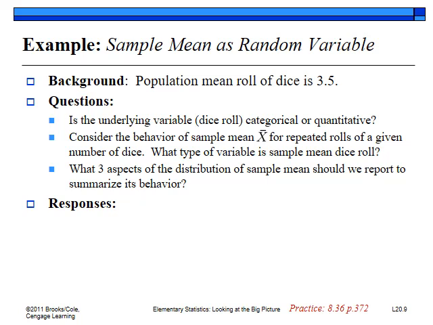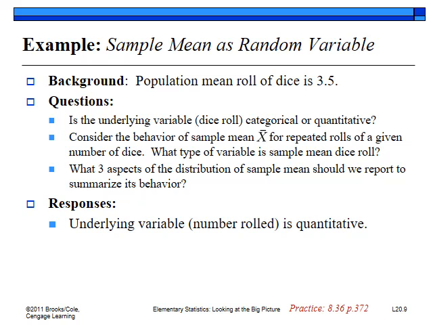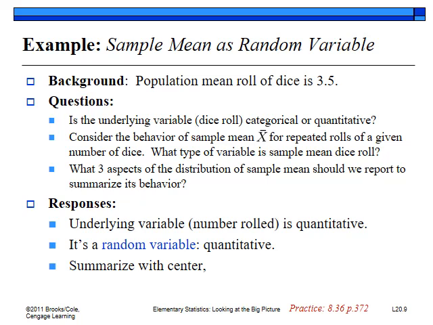Well, the underlying variable, we roll the die, we get a number between 1 and 6, so that's quantitative. What type of variable is sample mean? Well, we're taking the mean of a bunch of numbers, that's making it quantitative. And it's a random variable because its value depends on some random process. Finally, if we're going to talk about the distribution of the sample mean, we need to talk about center, spread, and shape.